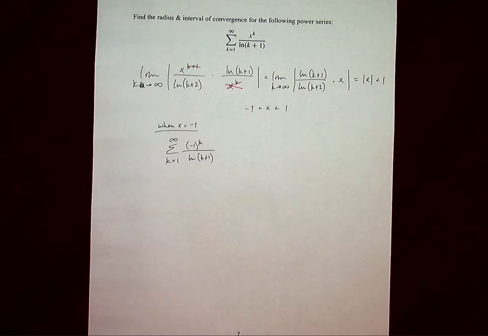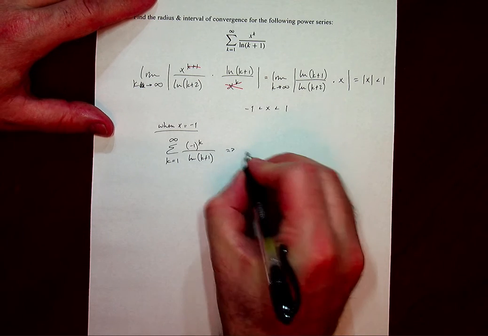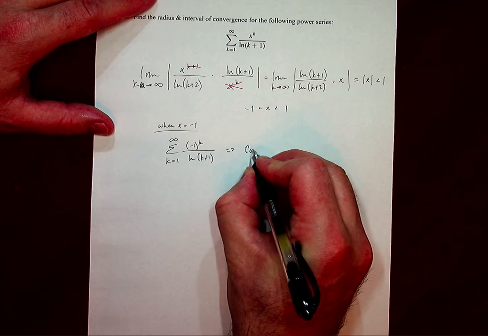We've seen this before. This is alternating. That denominator is going to increase, and therefore each successive term is going to be smaller than the preceding term, and the value is ultimately going to go to 0. That means that by the alternating series test, this is convergent.